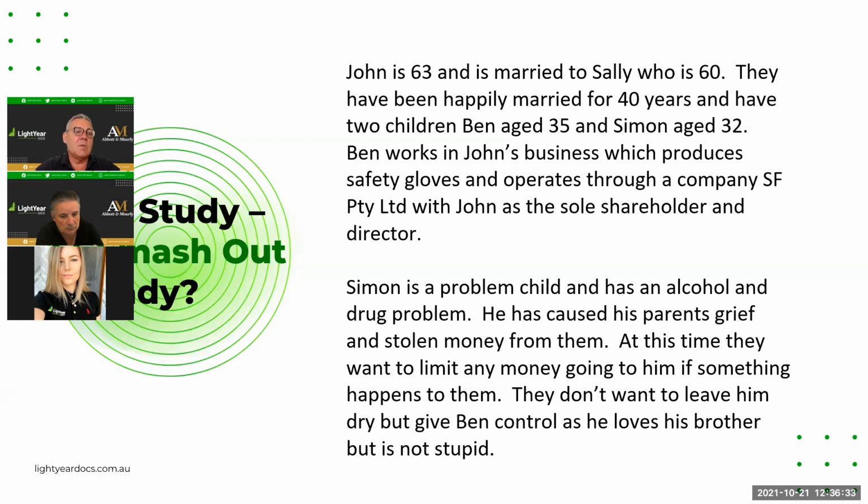Now we go down to Simon, who's a problem child, has an alcohol and drug problem. He's caused his parents grief, stolen money from them. At this time, they want to limit any money going to him if something happens to them. They don't want to leave him dry, but give Ben control, as he loves his brother, but is not stupid. Okay, so let's go down and have a look at the next slide.